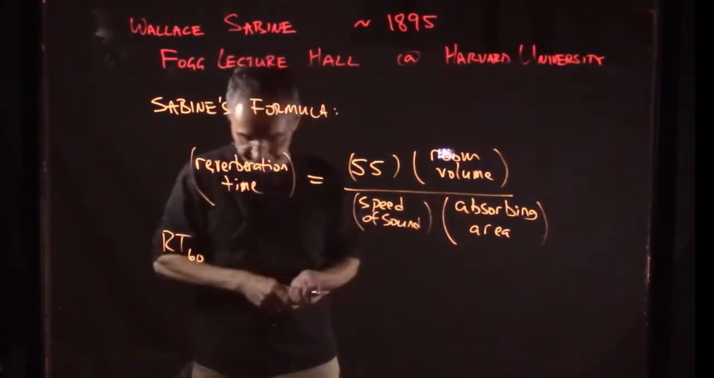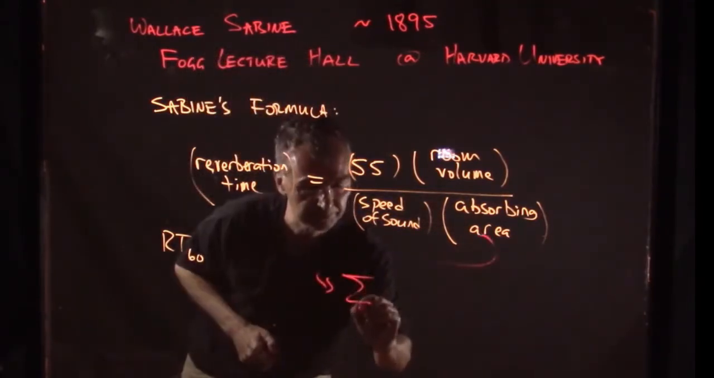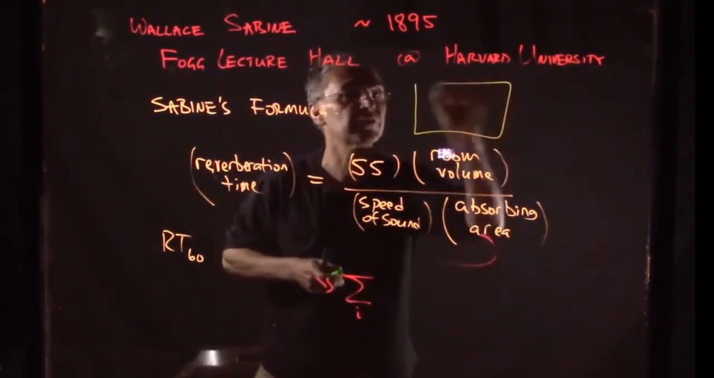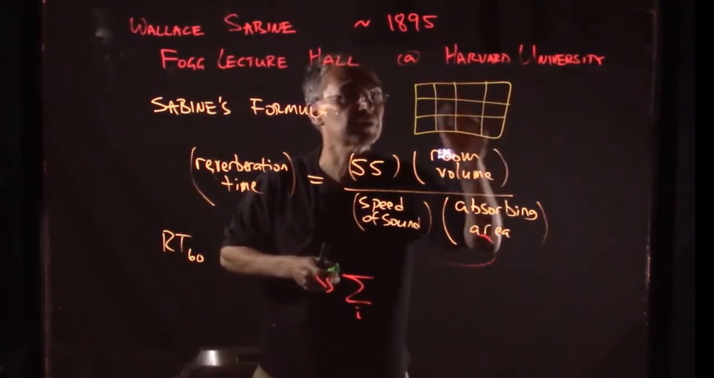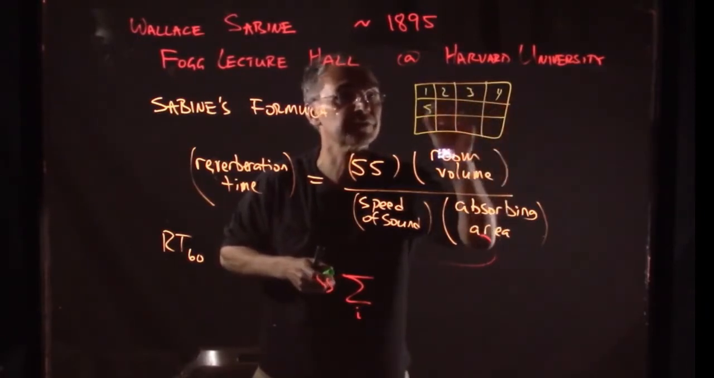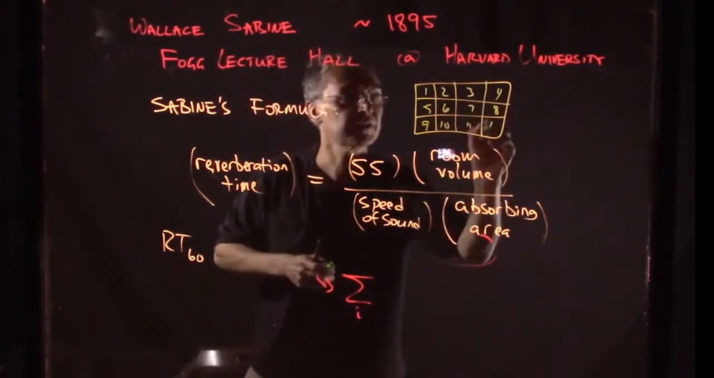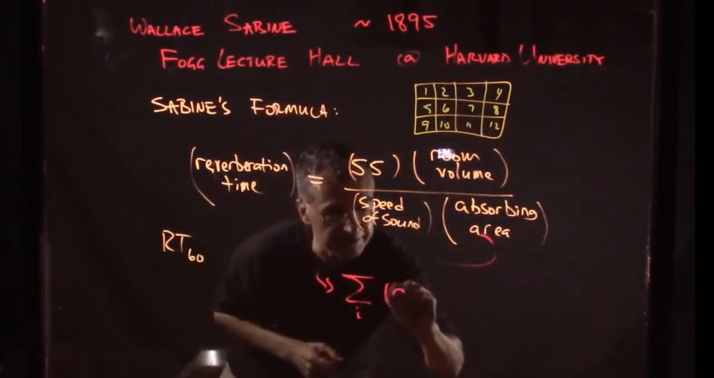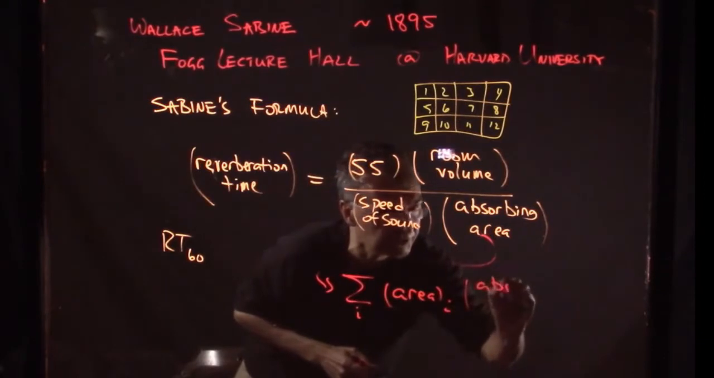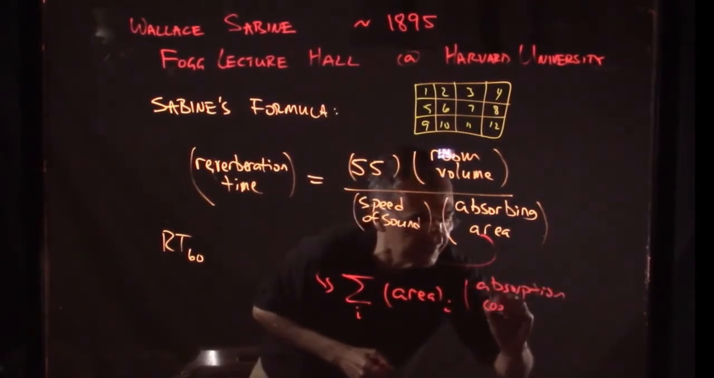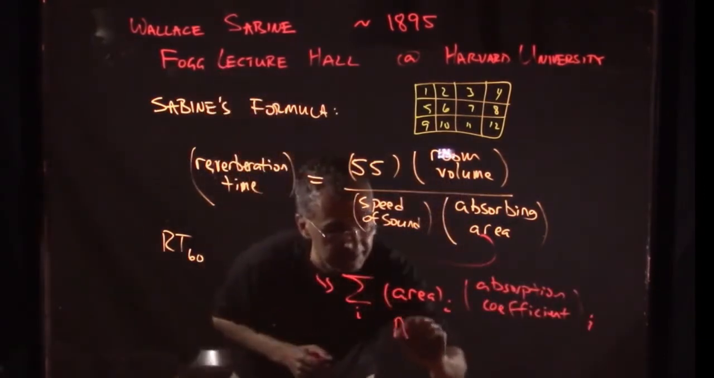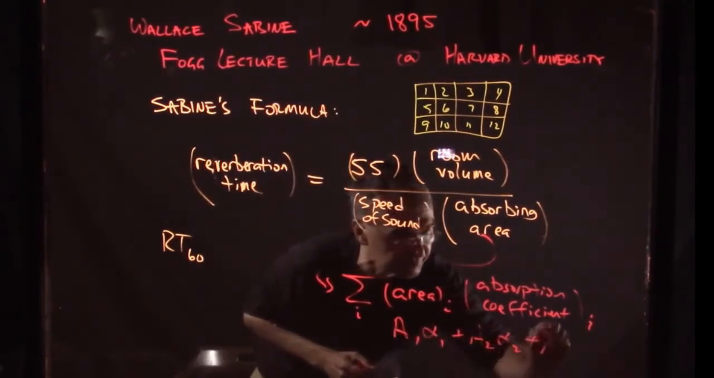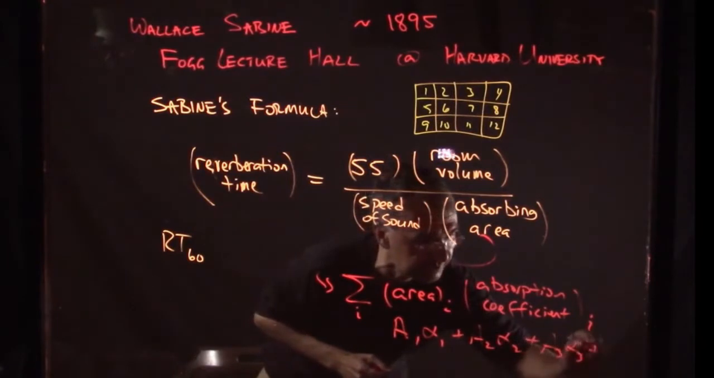This absorbing area is, we could use the Greek symbol sigma for adding things up. Suppose we take the room and we chop the surface up into little squares like this, 1, 2, 3, 4, 5, 6, 7, 8. Each one of these things is a square meter. So here I is 1, 2, 3, 4, et cetera. So we'll take the area, I, times the absorption. This is a lot of detail, you don't have to know any of this today, I'm just giving you a preview. So that would be like A1 times absorption coefficient 1 plus A2 times absorption coefficient 2 plus A3 times absorption coefficient 3, dot dot dot.